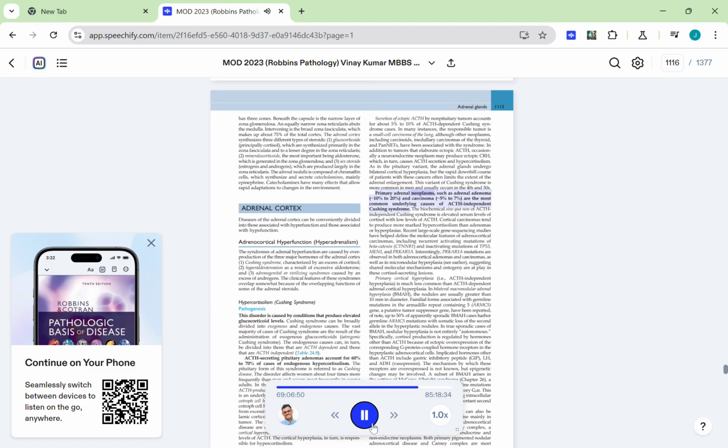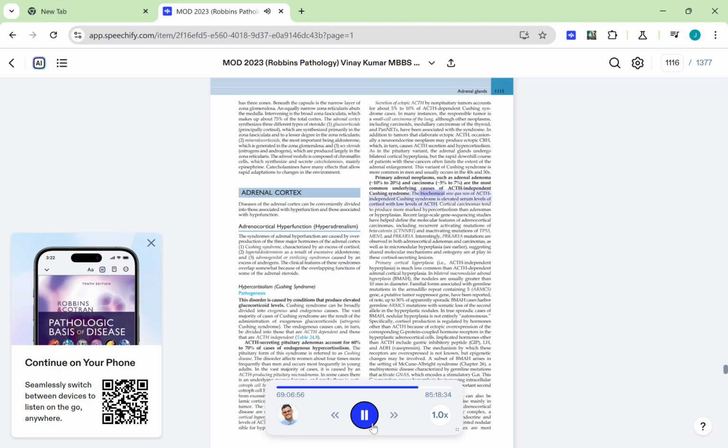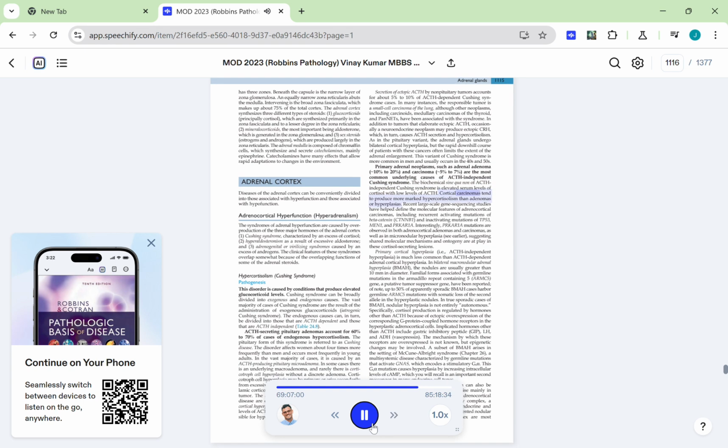Primary adrenal neoplasms, such as adrenal adenoma and carcinoma, are the most common underlying causes of ACTH-independent Cushing syndrome. The biochemical sine qua non of ACTH-independent Cushing syndrome is elevated serum levels of cortisol with low levels of ACTH. Cortical carcinomas tend to produce more marked hypercortisolism than adenomas or hyperplasias.